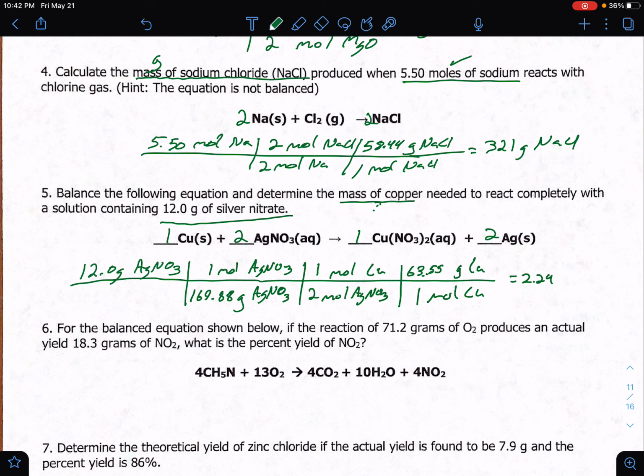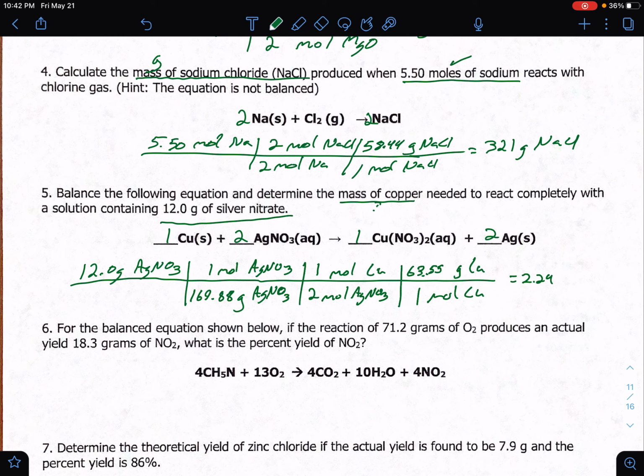Number 7, determine the theoretical yield. So you're looking for the theoretical yield of zinc chloride if the actual yield is found to be 7.9 grams. So there's my actual. And the percent yield is 86%. So on this one, I have my percentage. So percentage equals actual over theoretical. So my actual is 7.9.